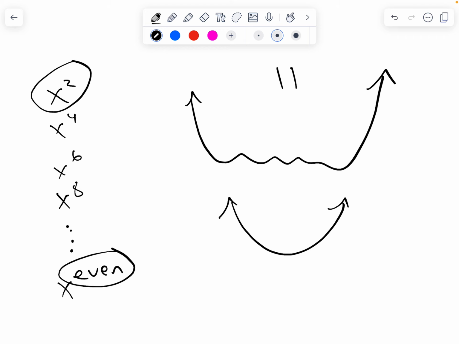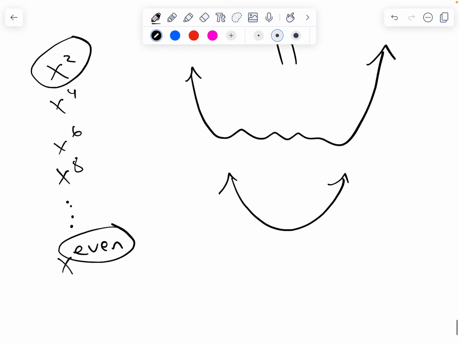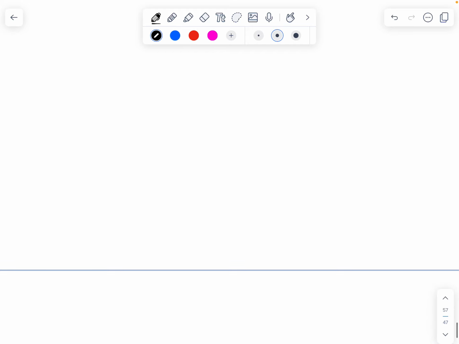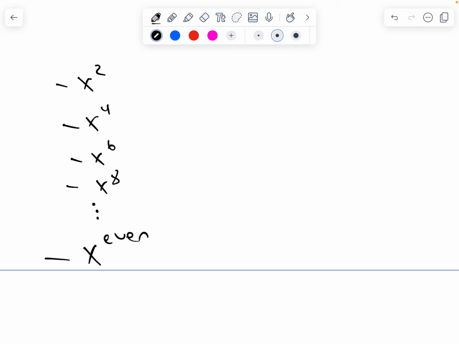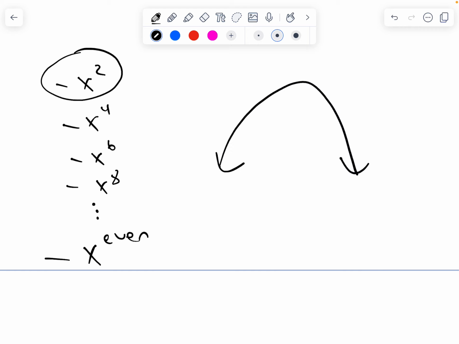But I should say there's one trick, and the one trick is this. What if I have these ones? Negative x squared, negative x to the 4th, negative x to the 6th, negative x to the 8th, dot, dot, dot, negative x to the even. Well, in this case, remember what negative quadratics look like? They end up having this kind of behavior. Well, quadratics are smooth, but they go like that. Okay, they're sad faces. They're sad. Look how sad that is.